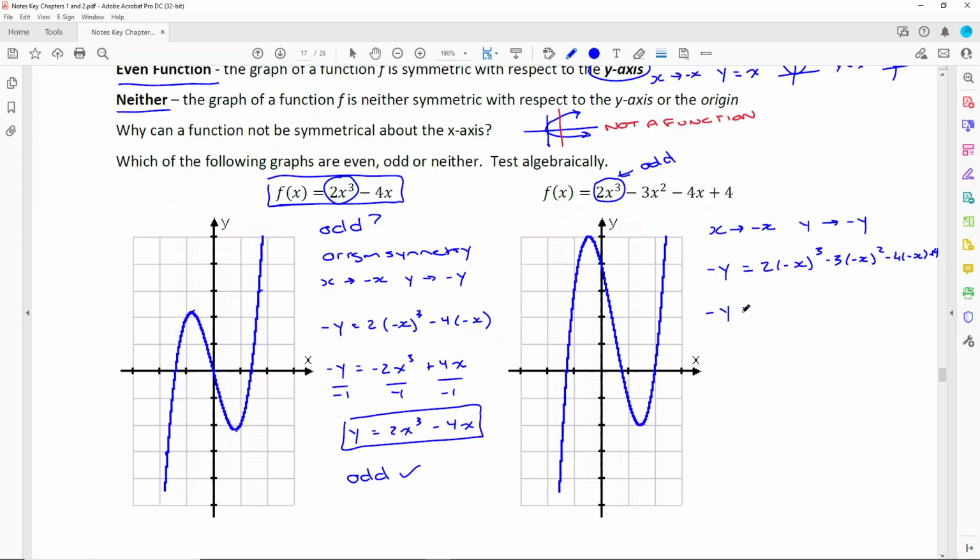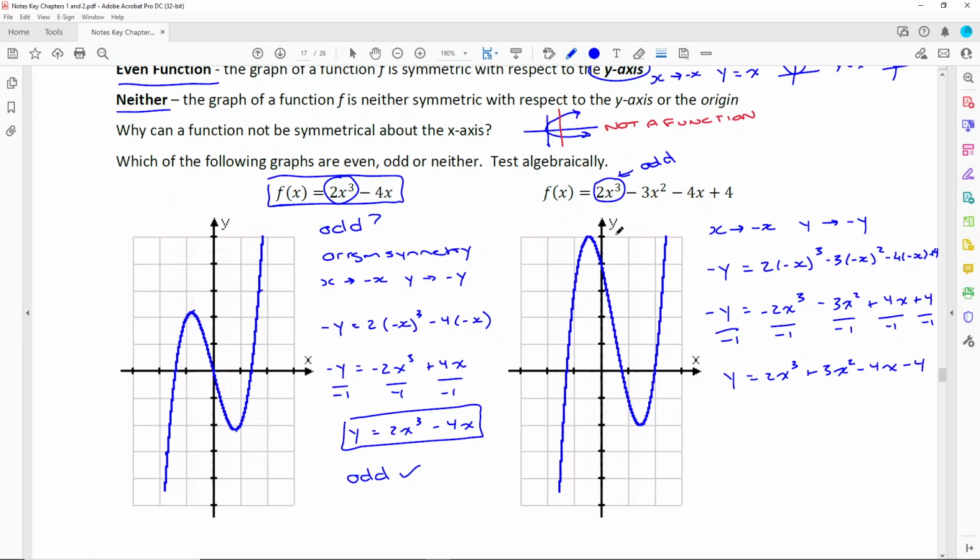We get negative y equals negative x cubed is negative, so we get negative 2x cubed. Negative x squared is positive, so we get minus 3x squared. Negative 4 times negative x is positive 4x. And then plus 4. Then I want to make it y equals, so I'm going to divide everything by negative 1. And I get y equals positive 2x cubed plus 3x squared minus 4x minus 4.